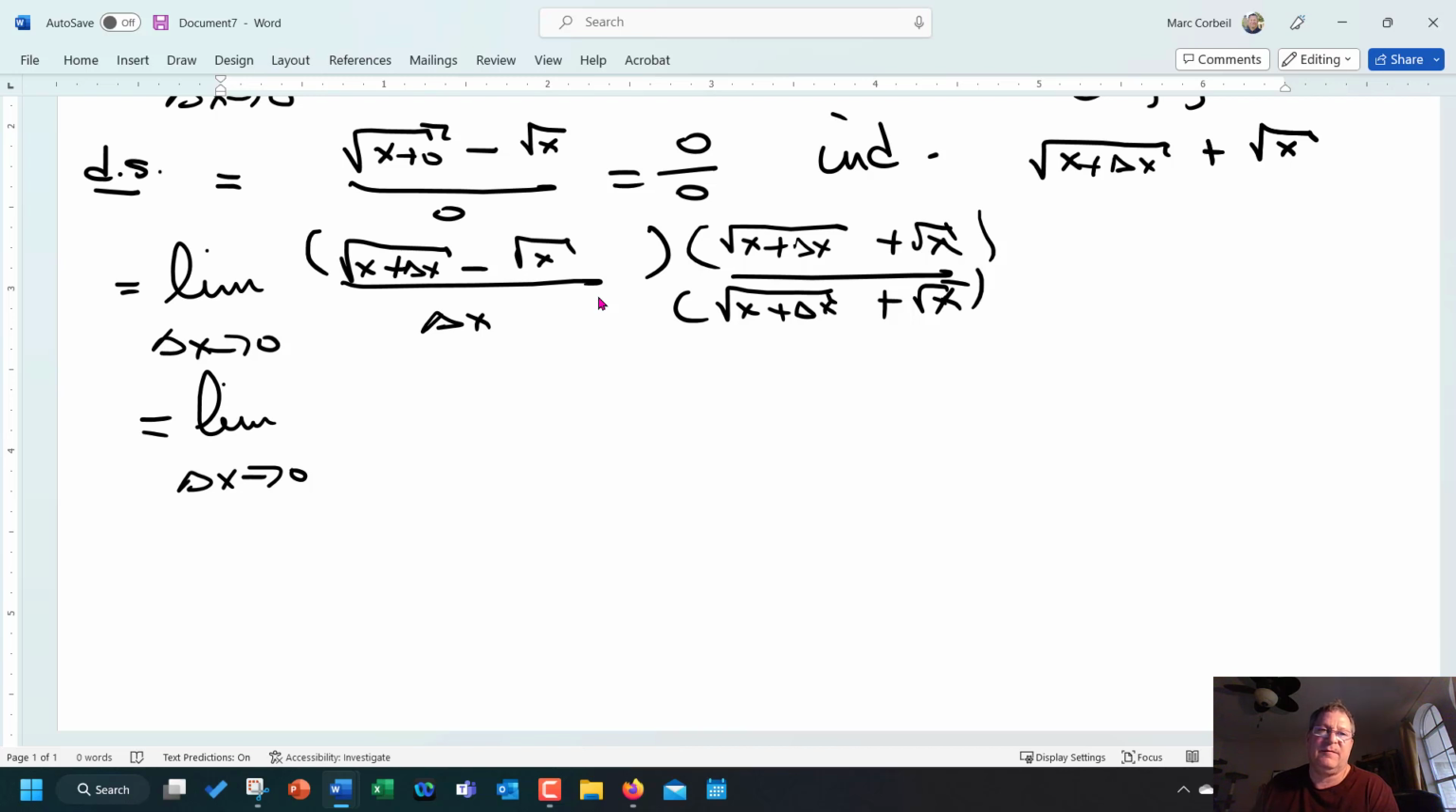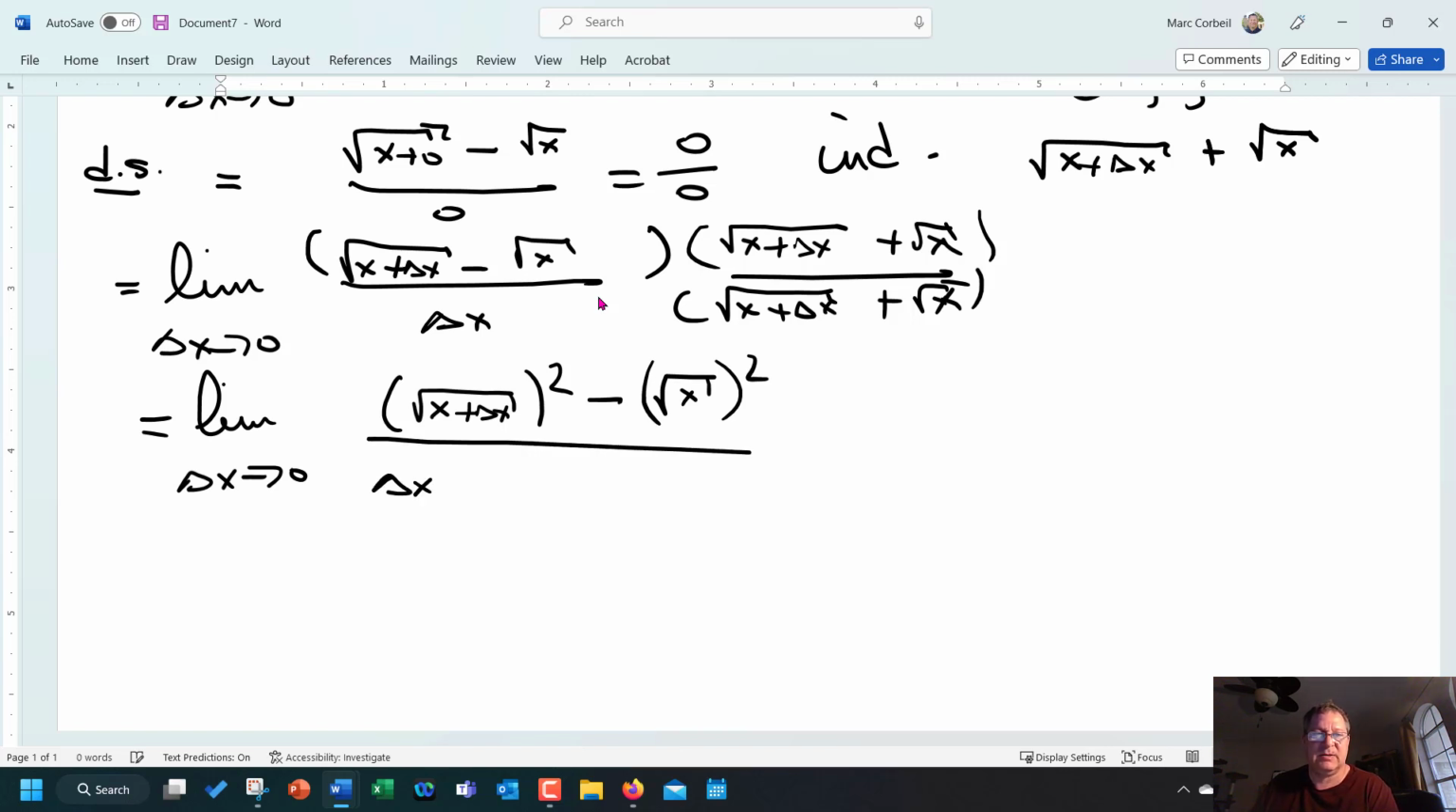So here I have the difference multiplying. So I have a minus b, a plus b, a difference. So it's really going to be, if I complete it, the square of the first. So it's going to be the square of x plus delta x minus the square of the second, right? The middle term will fall out, and the square of the second will be the square root of x squared. On the bottom, it will be the square root of x times x plus delta x plus the square root of x.